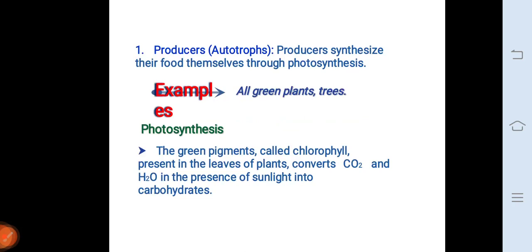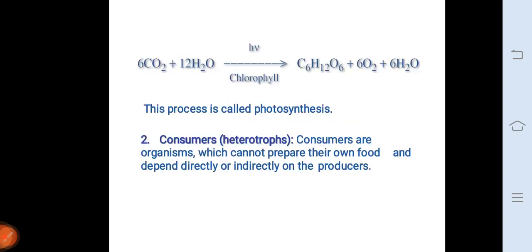There are three types of consumers: primary consumers, secondary consumers, and tertiary consumers. Primary consumers are sometimes called herbivores, that means plant eaters. These consumers eat only plants, the small species. Secondary consumers are primary carnivores, that means they feed on primary consumers. They directly depend on the herbivores for their food. For example, frog, cat, snake, fox, etc.